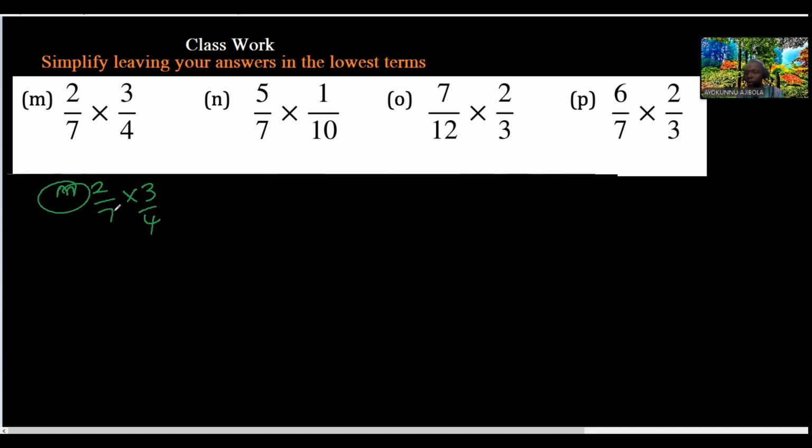Okay, good. So, this is the question we have, 2 over 7 times 3 over 4. Please sit up and look at this so that you can get the full explanation. Multiply the numbers. What numbers are at the top now? 1 and 3. Multiply them and tell me your answer. What do you get? 3.